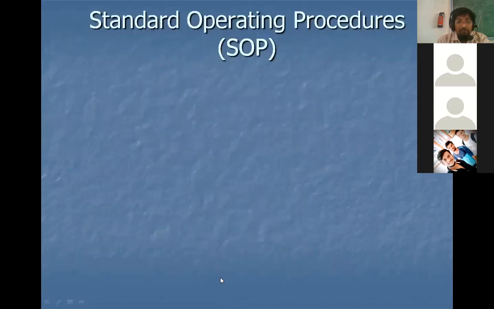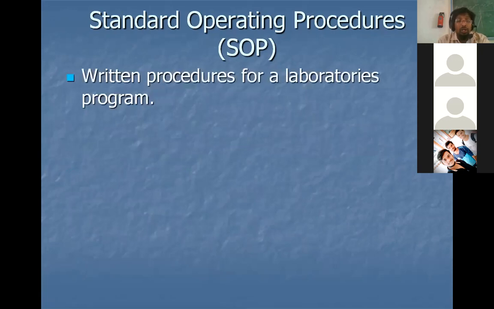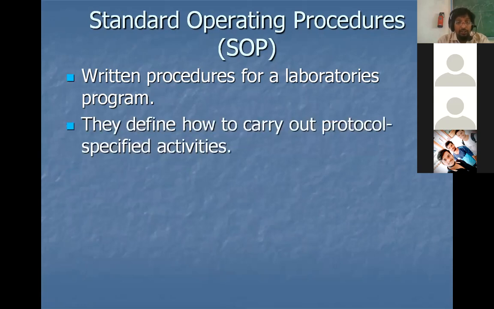So first thing, let's start with standard operating procedure. In whatever laboratory you're working, SOPs are very important. SOP for everything. SOP is a standard set of certain rules for the procedures. It may be for operating of machinery or equipment. It may be for doing any process, any experiment, anything. You need to have a certain set of written rules. So written procedures for the laboratory programs are generally termed as standard operating procedures, right?